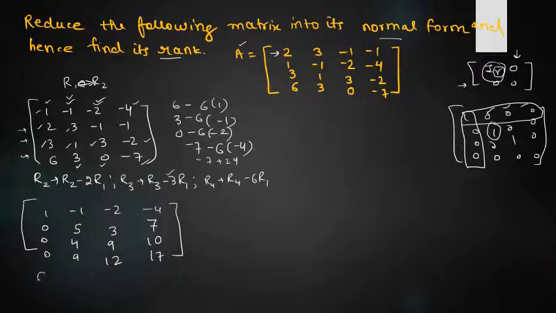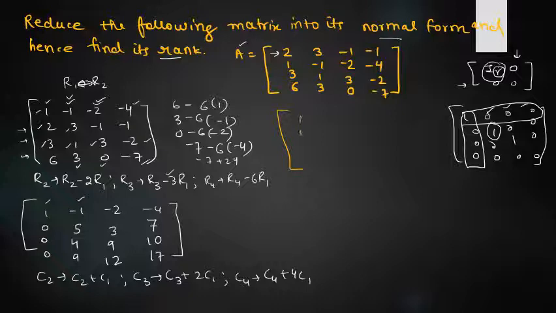You have C2. So if you add 1, that means C2 plus C1. Then in C3, you add C3 plus 2C1, and in C4, C4 plus 4C1, right? What will you get then? So you have got here, so this part is fine. Now you are focusing on C2, column 2.